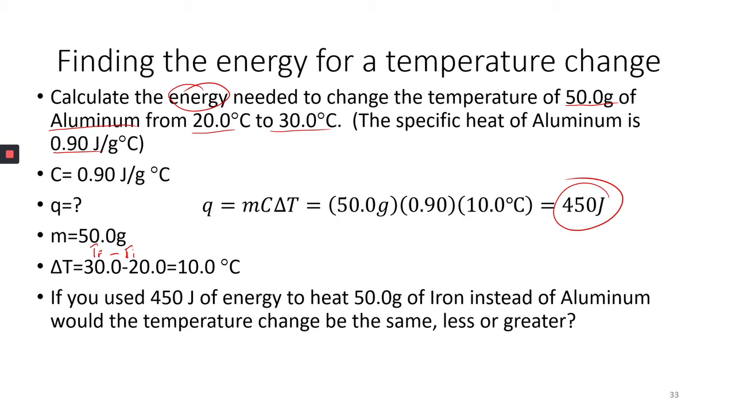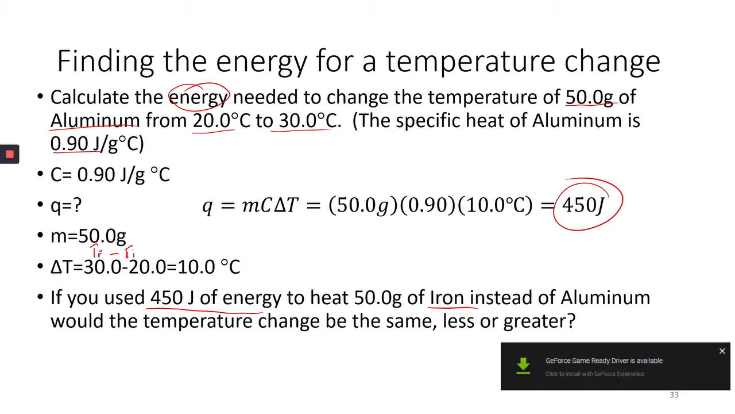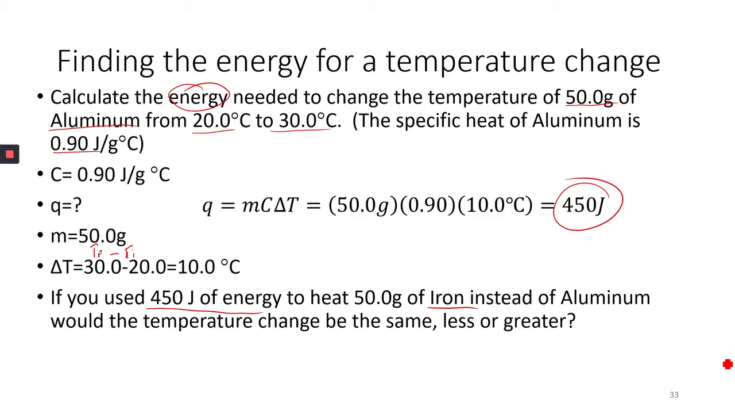Now, what if you use the same amount of energy, but instead of aluminum, iron is your metal? Would the temperature change be the same, less, or greater? So what you need to look up is what is the specific heat of iron, and it's 0.45 joules per gram degrees C. Okay, so it is about half of what it is for aluminum. So what you do now is you solve this equation for delta T.